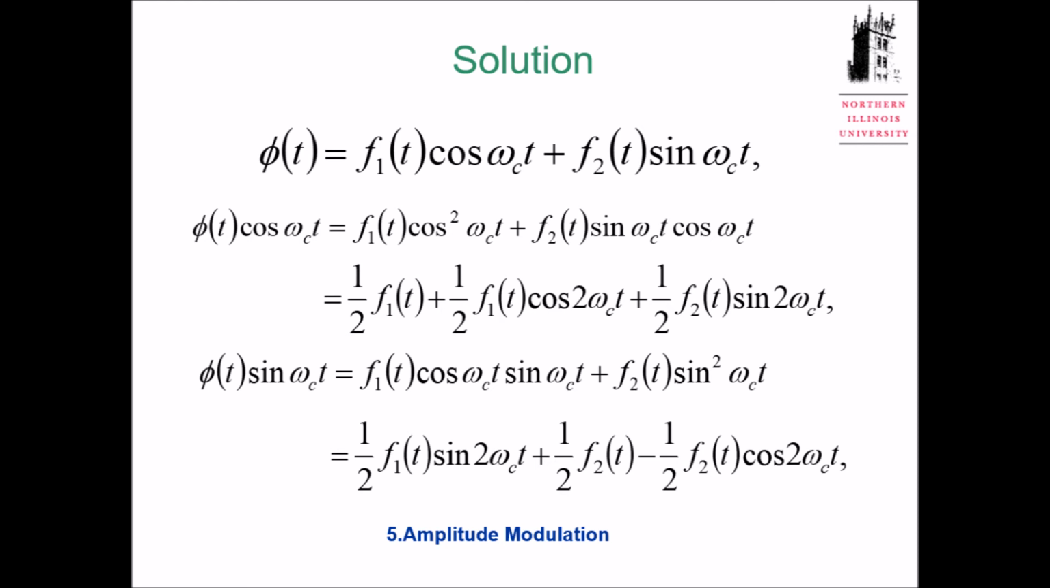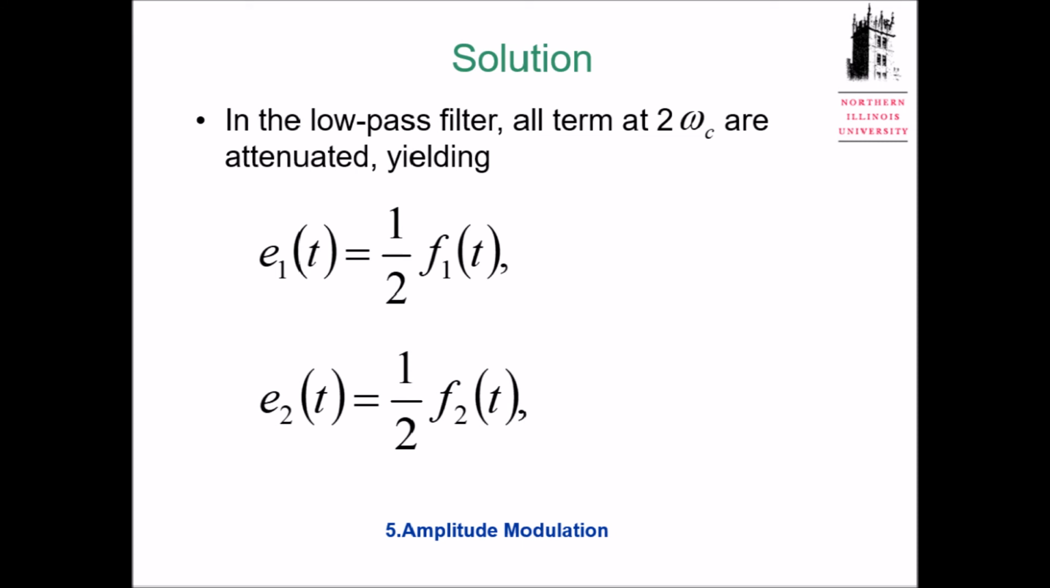Now the signals will pass the low pass filter. This one will be blocked, this one will be blocked, and sine 2 omega c t cannot pass my low pass filter. Only the message parts will go through my entire receiver. So after the low pass filter, the output of pass number 1 will be half your input signal number 1, and e2(t) equals half f2(t).